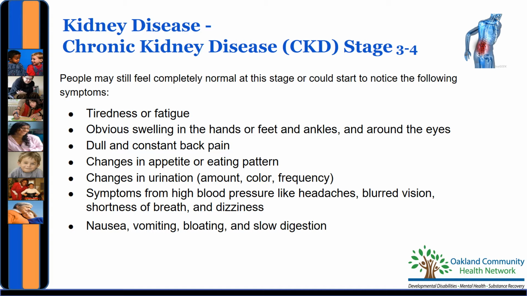They may have changes in urination, such as amount, color, and frequency. They may also have symptoms from high blood pressure, such as headaches, blurred vision, shortness of breath, and dizziness. They may experience nausea, vomiting, bloating, and slow digestion.